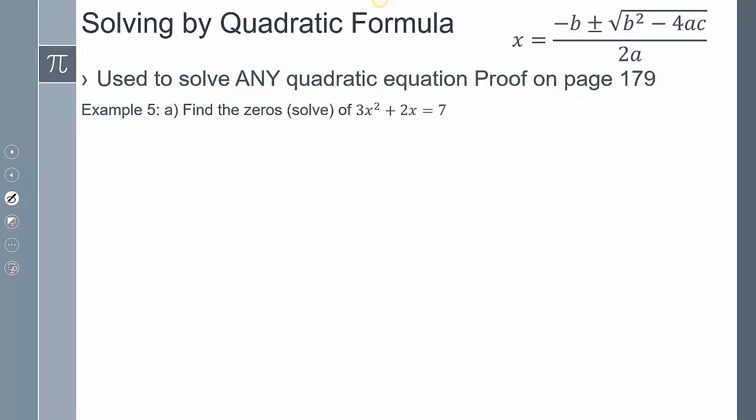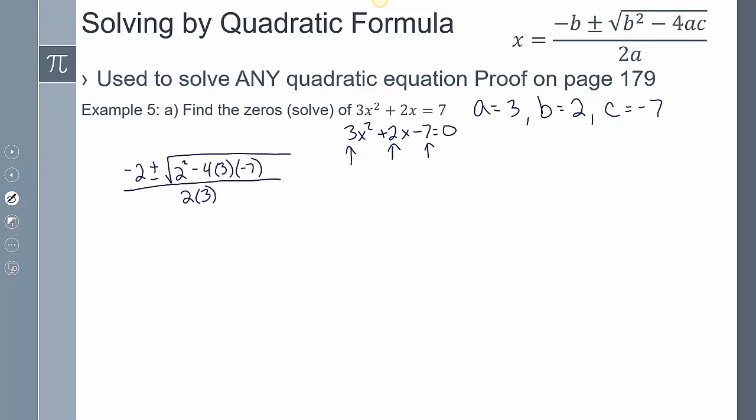Now using the quadratic formula, once again we want to set it equal to 0, and so that's why I subtracted 7 on both sides. Now one thing that we can do is use the quadratic formula to solve this. The way we do this is we have to identify what my a, b, and c are. My a is here, my b is here, my c is here. Now that I have those values, you literally just plug them into the quadratic formula.